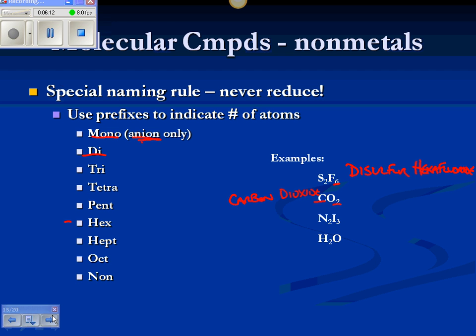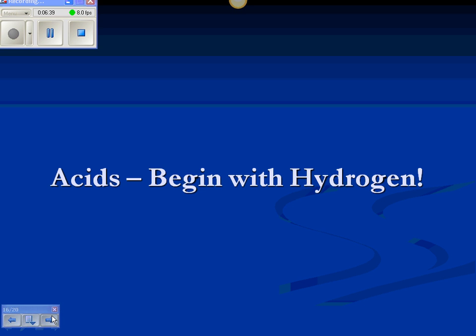Now sometimes you have to just stand back and use some common sense, because you look at CO2, you've always named that carbon dioxide. Here we'd have dinitrogen. This looks weird, but I have tri, and then we just name it with the ide ending: iodide. Dinitrogen triiodide. It looks weird, but you're right. You keep going with it.